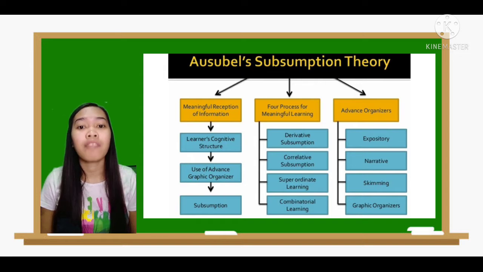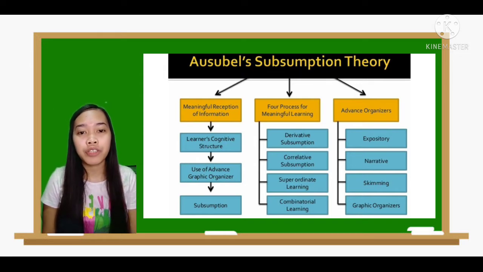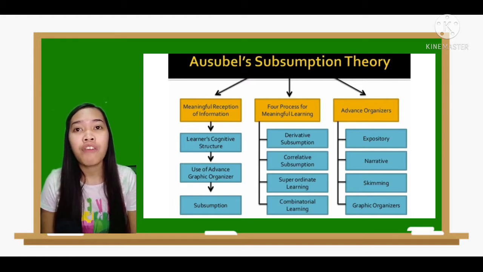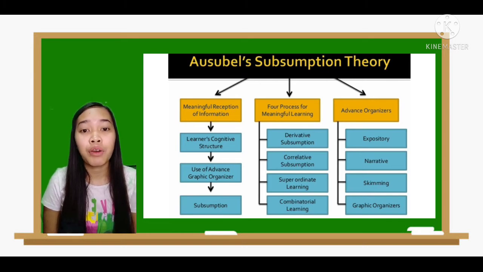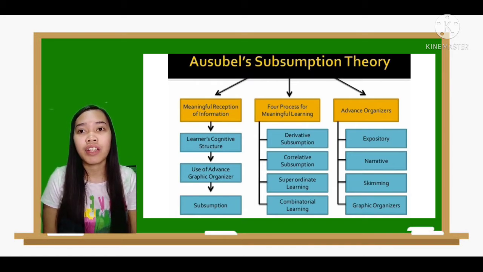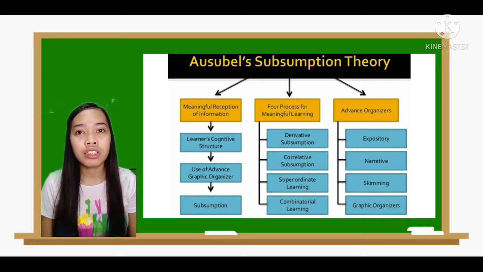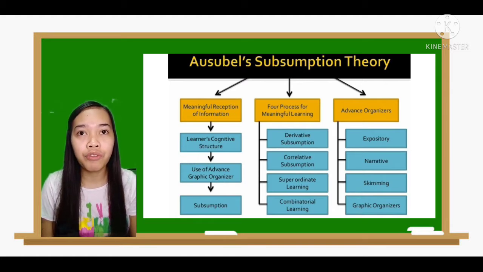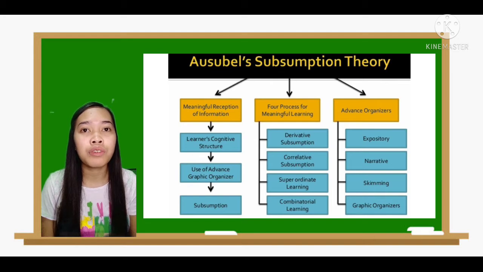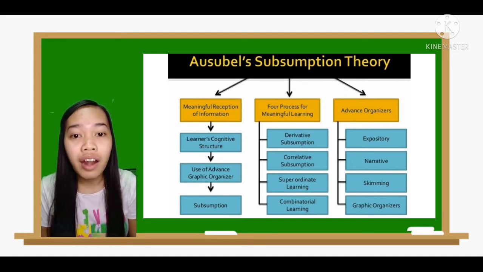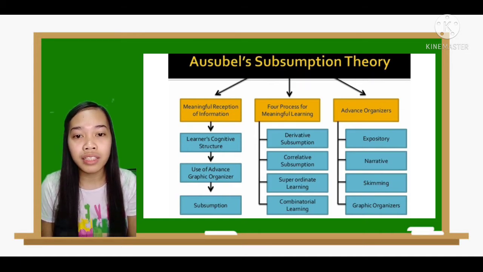So I have here the diagram of Ausubel's subsumption theory. There are three parts: meaningful reception of information, process for meaningful learning, and advanced organizers. Those three are the things that we have to learn in this theory. Under meaningful reception of information are learner's cognitive structure, use of advanced graphic organizer, and subsumption. For process for meaningful learning, there are four: derivative subsumption, correlative subsumption, superordinate learning, and combinatorial learning. For advanced organizers, there are four also: expository, narrative, scheming, and graphic organizers. Those are the things that we need to learn in this theory.